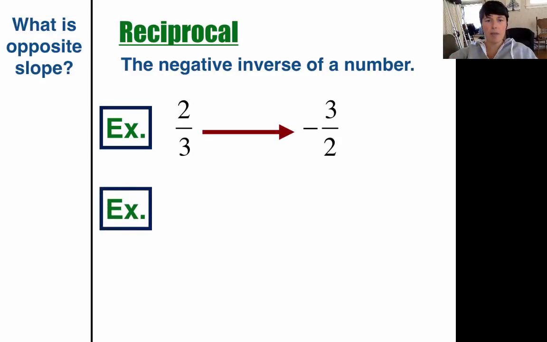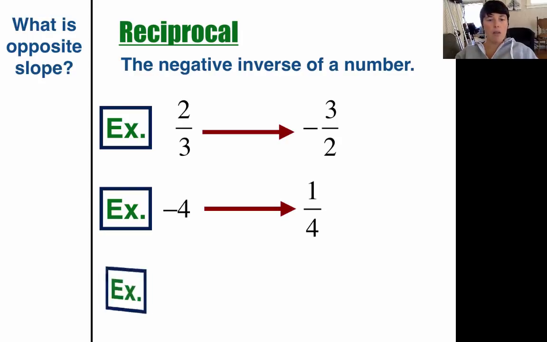I'll give you another example. What if I had a slope of -4 and I wanted the opposite? Now it's going to be a positive. Instead of a negative, it's going to switch back to a positive. But I have to flip the 4, so it's going to be positive 1/4. 1/4 is the opposite of -4. That's the reciprocal slope.